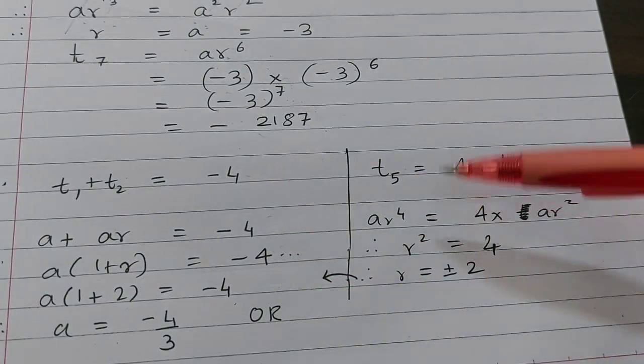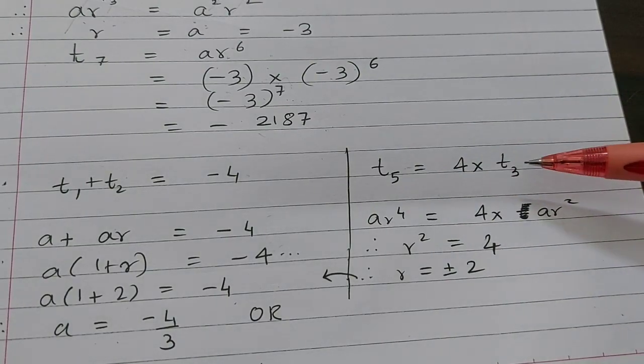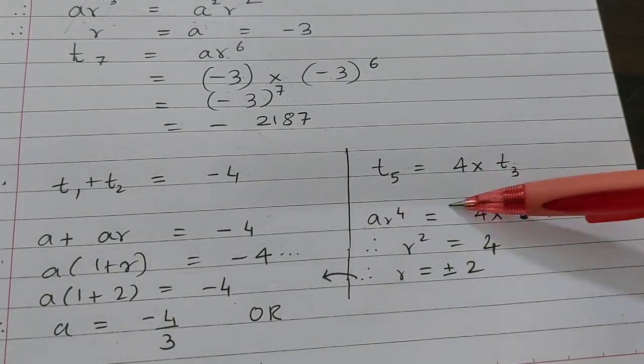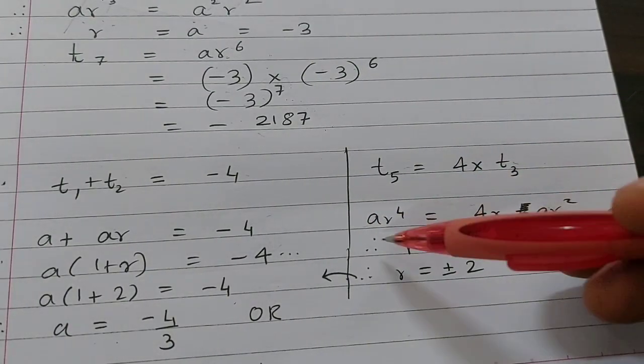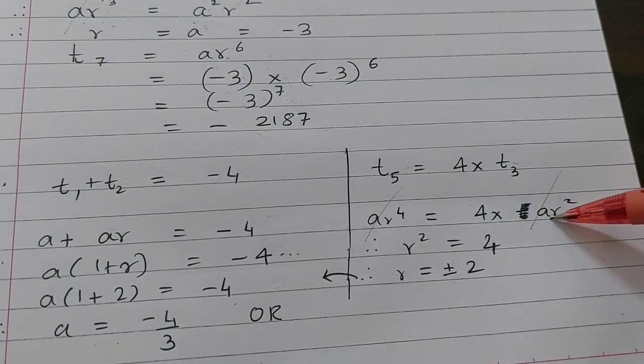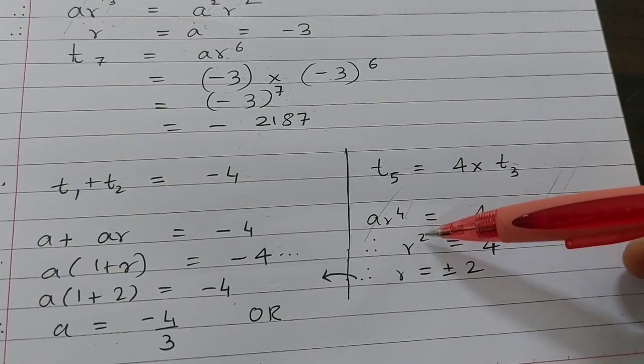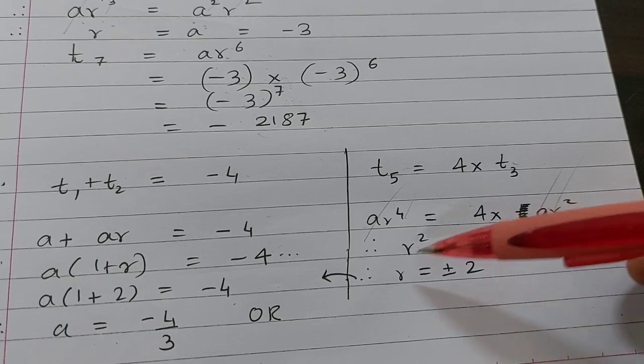Let's go to the second condition. Fifth term is 4 times the third term. So ar raised to 4 is equal to 4 times ar squared. Good news. a got cancelled. r square gone. So we are left with r squared only is equal to 4. So r is equal to plus or minus 2.